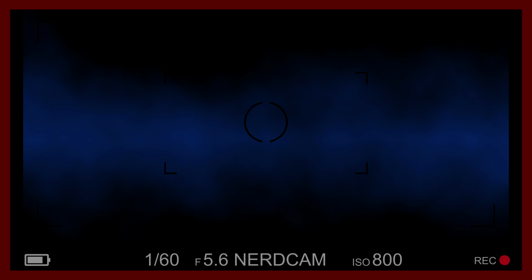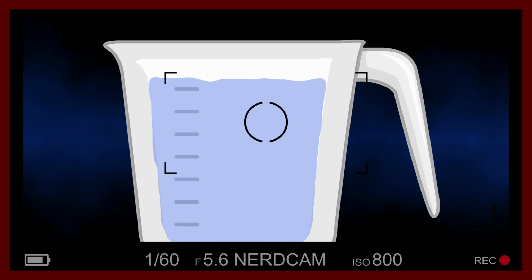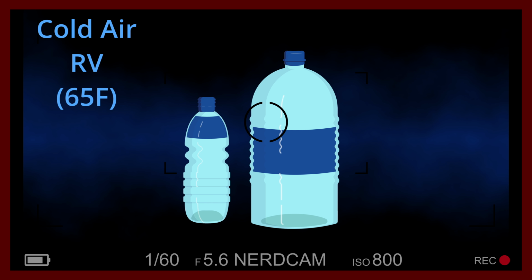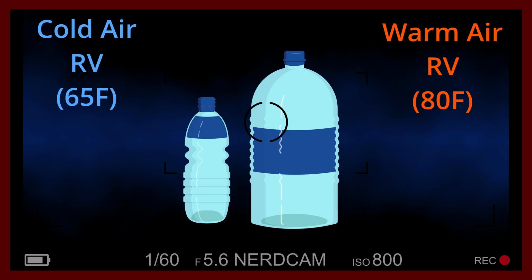Instead of looking at graphs, we're going to look at this a little differently. Let's say we have a measuring cup full of liquid that represents all the moisture in our camper, and we have two bottles that represent how much water in the air our camper can absorb. On the left is the amount of moisture possible when the camper is at 65 degrees Fahrenheit. On the right is the amount possible when the camper is about 80 degrees Fahrenheit. As we know, warmer air can hold more moisture than cold air, which is why we have different sizes of the bottles. So we're going to pour that same amount of water into each of the bottles.